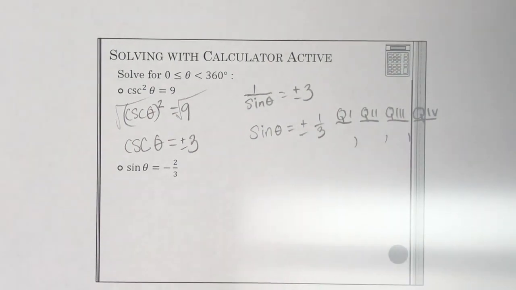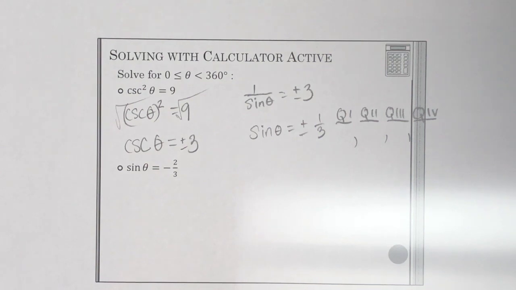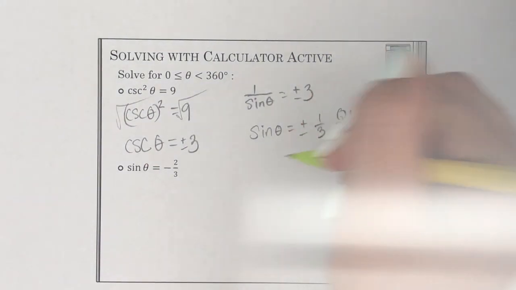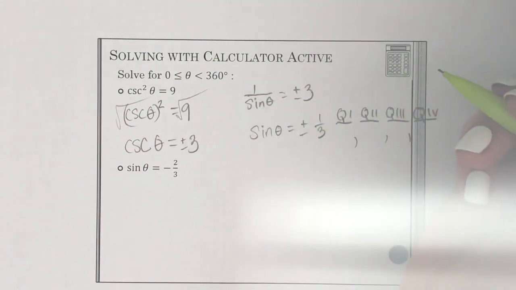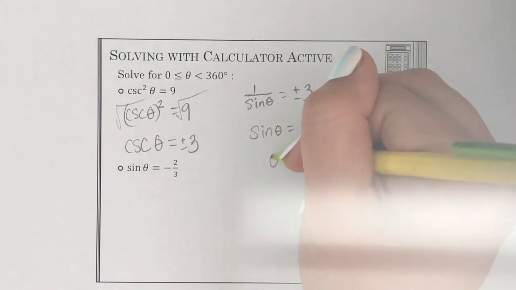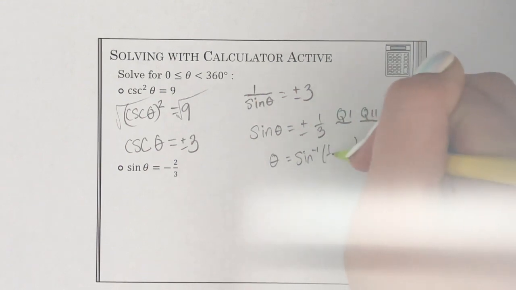So I'm going to have 4 answers: 2 positives and 2 negatives. 2 that would have an output of positive 1/3, and 2 that would have an output of negative 1/3. So think for a sec, how would you solve this to get my alpha, my reference angle? Yeah, you would enter this into your calculator. You don't need to do the plus or minus, but you would take the inverse sine of a third.